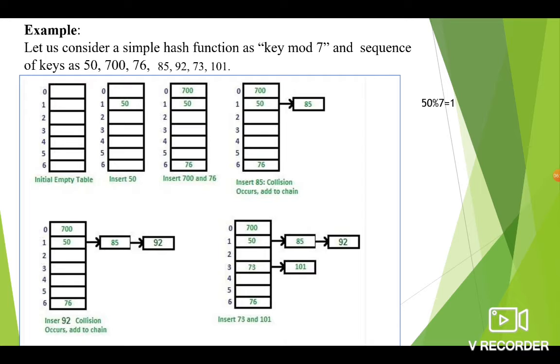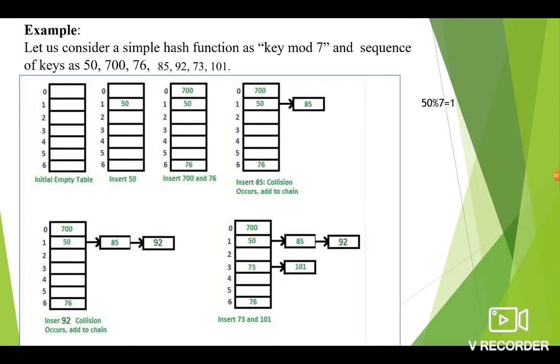Similarly, the elements 700 and 76 are inserted in the respective places. When we come with the element 85, again we are getting the same index position 1, so it is colliding with the element 50. If collision occurs in separate chaining, you have to create a new node, and the new node is added in the linked list. So all the collided elements are maintained in a separate list.